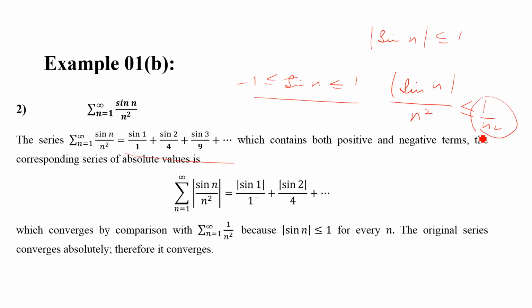this series is convergent. Sigma 1 over n square is convergent. We have already proved it. Now if this series converges, we can say by comparison test that this series of absolute values also converges. And if this series of absolute values converges, then this series converges absolutely. And since this series converges absolutely, this means the series converges.